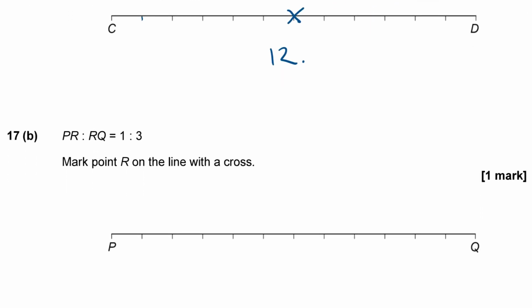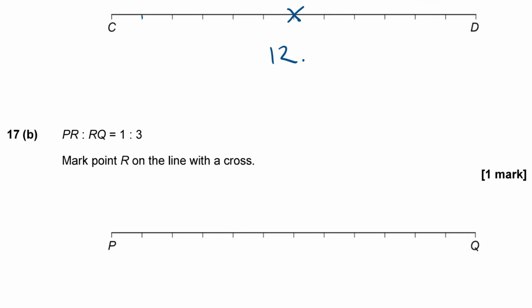And then we're told that PR to RQ is in a ratio of 1 to 3. Mark the point R on the line with a cross. So notice R is the one in the middle of these. The ratio for the distance from P to R, the point we need to mark, compared to R to Q, is in the ratio of 1 to 3. So basically, we've got to divide up this line in the ratio of 1 to 3 to work out where R is. So it's a bit like one of those questions where you have to divide a number by a given ratio. Add the two parts of the ratio together.